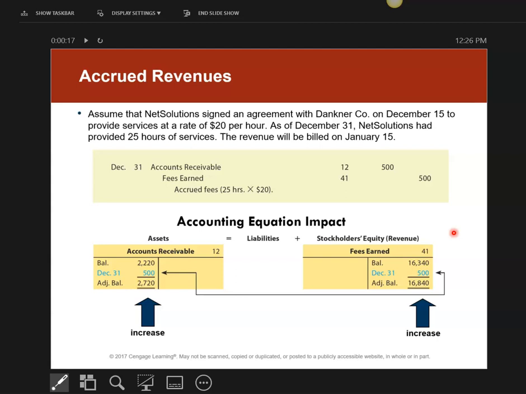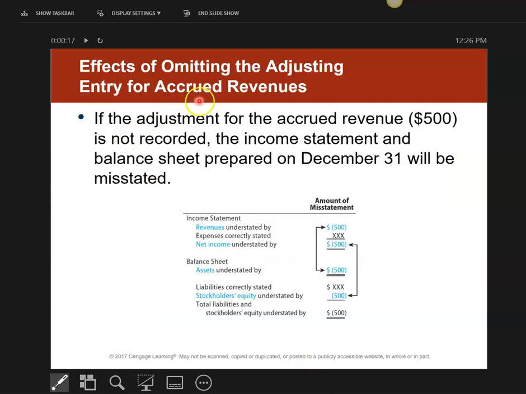Okay? Now, what we're going to look at on the next screen says, if we didn't make this adjustment, what would happen to our accounts? This is important to know. If I left this particular adjusting entry off, my revenues would be understated, my net income would be understated, my assets would be understated, and my equity would be understated. So after each adjusting entry, you're going to look at what the effects were if you omitted this particular entry. Basically, you're telling your stockholders you didn't make as much money as you did.